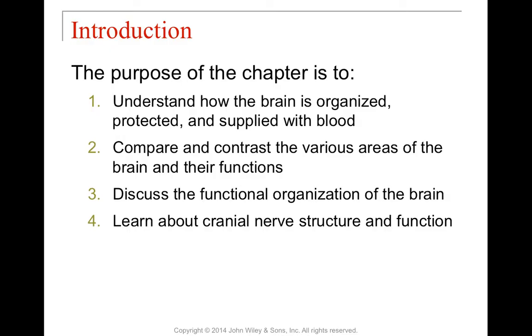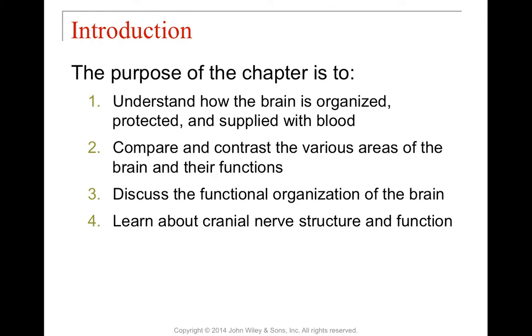Today we will be going over chapter 14, where we are talking about the organization of the human brain. So the purpose of this chapter is for you to understand the organization of the brain, how it's protected, how it is organized, and how it is supplied with vasculature and blood supply. We're also going to compare and contrast the different areas of the brain and discuss their functions, and talk about the overall functional organization of the brain. And last but not least, we'll talk about cranial nerves, their structure, and the individual functions.